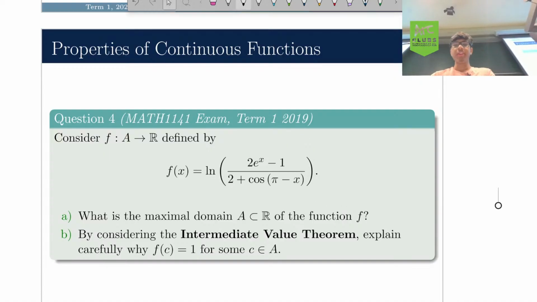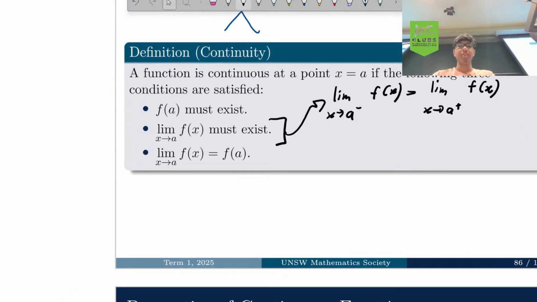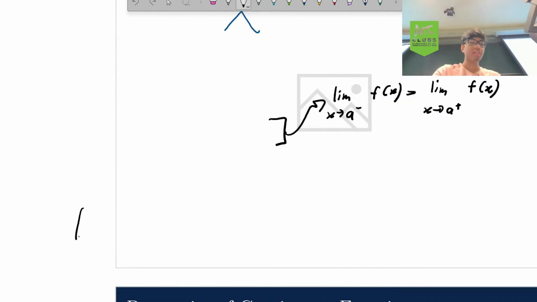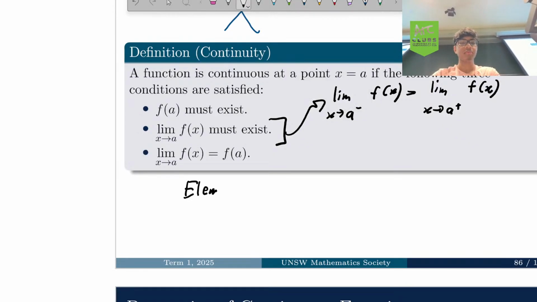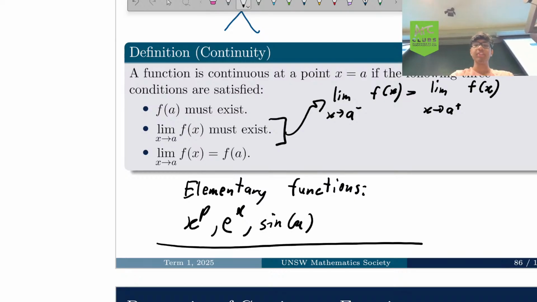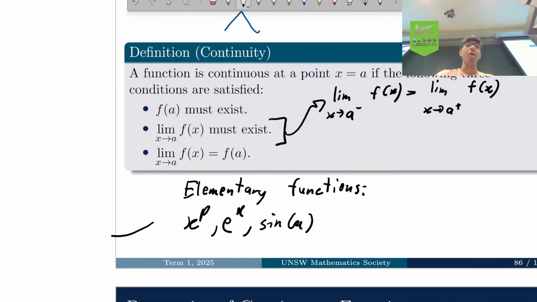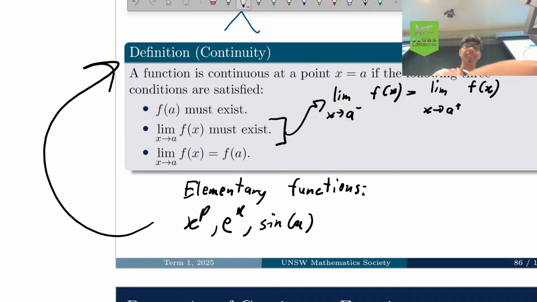One thing that's probably worth noting is that when I talked about continuity, we know a lot of important things. Firstly, my elementary functions, and my elementary functions are things you've all seen before. Like maybe if I have a polynomial, x to the p, or an exponential, or a trig function, all of these are elementary functions.